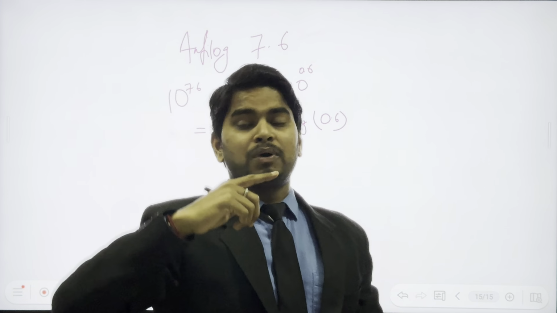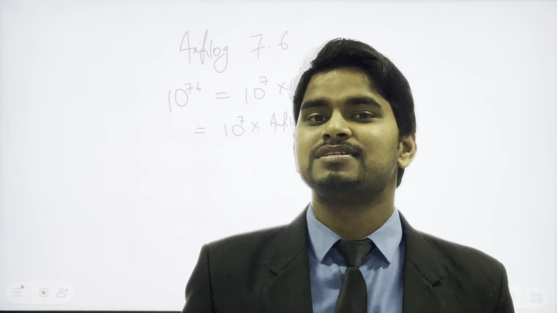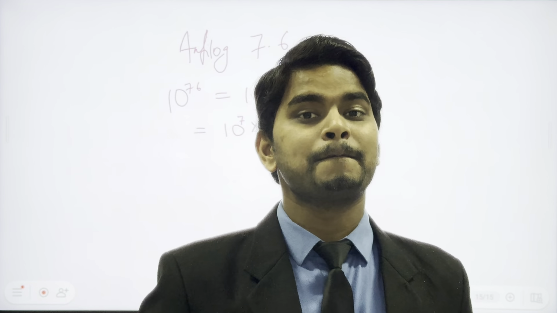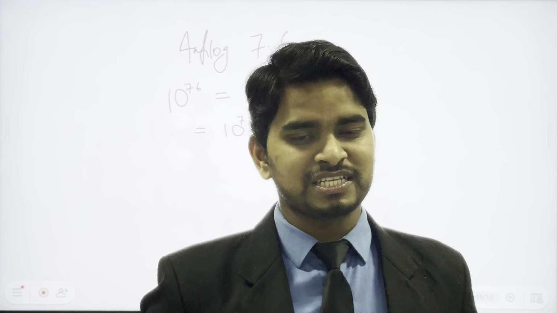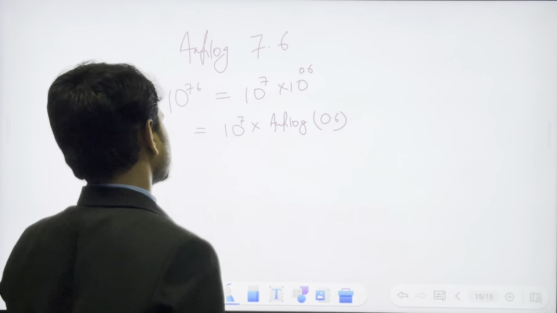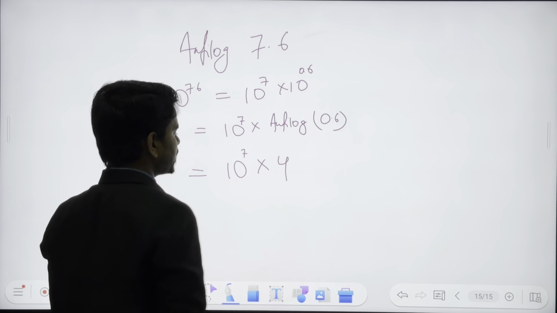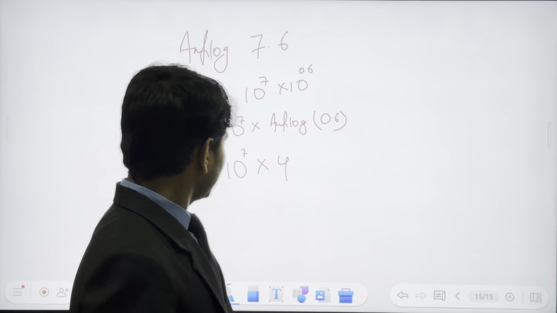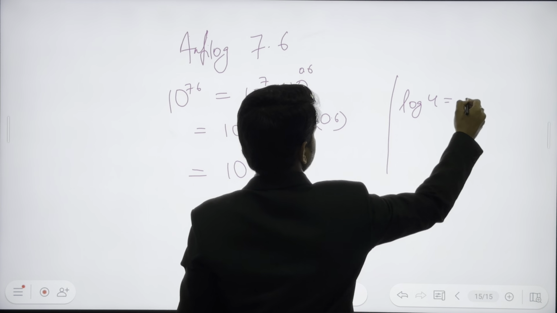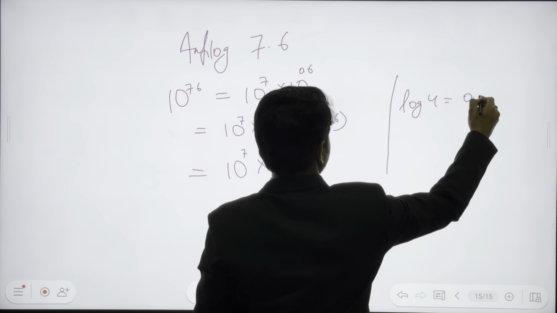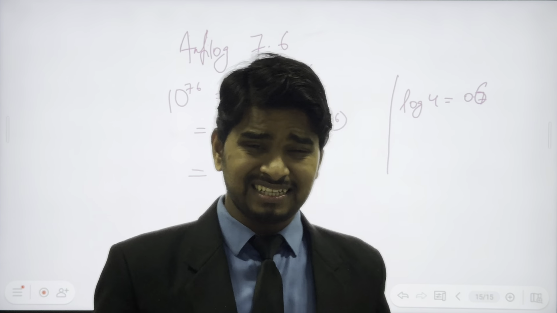And now guys, you have to guess. Remember what number's log value was 0.6? Log 2 was 0.3, log 3 was 0.47, log 4 was 0.6. So this is basically 4. So 4 into 10 to the power 7. This is the right answer. Log 4 was 0.6, so anti-log 0.6 will be 4. As simple as that. That's the answer, guys.